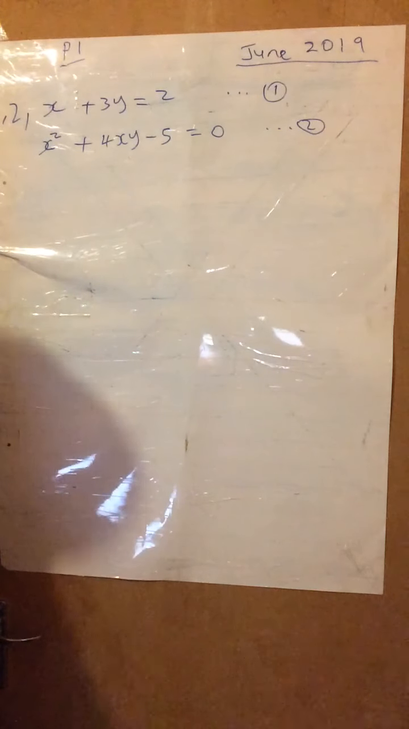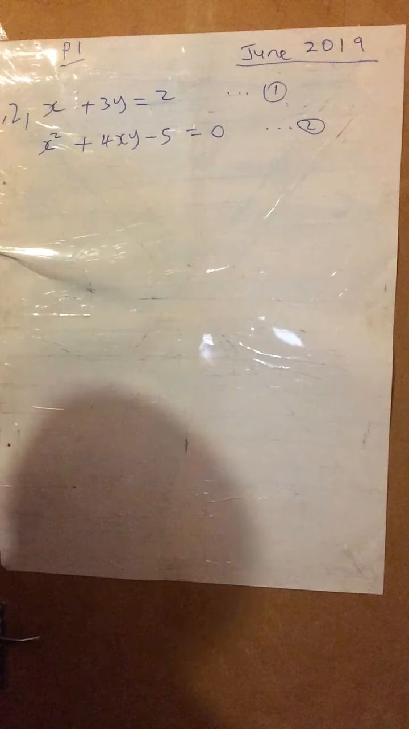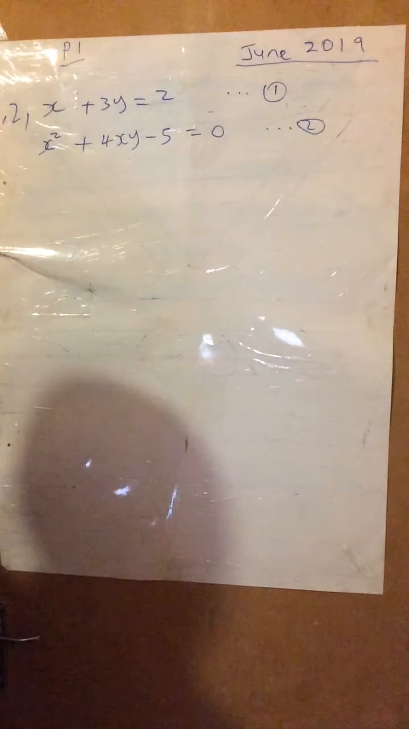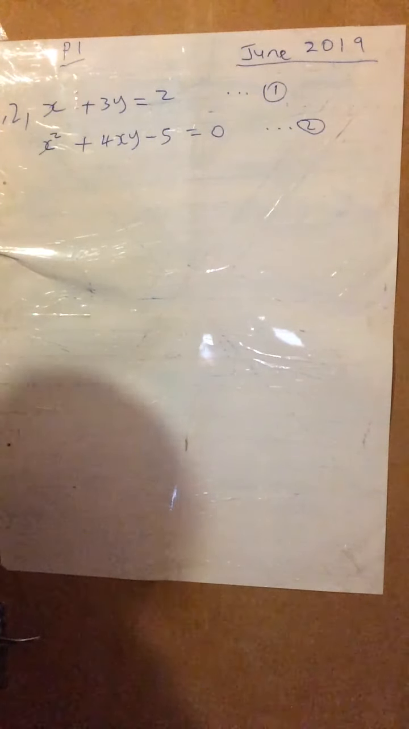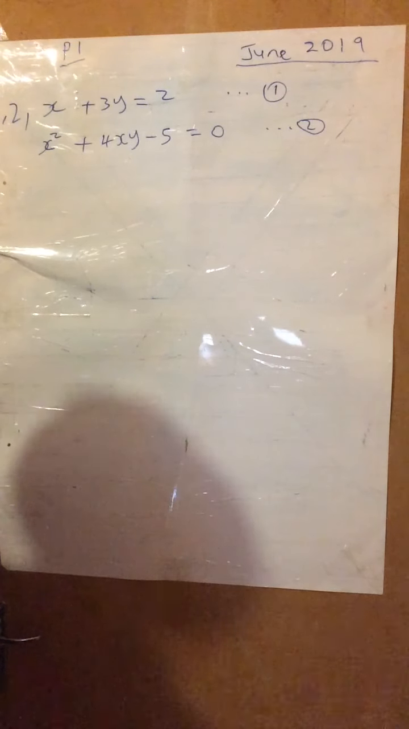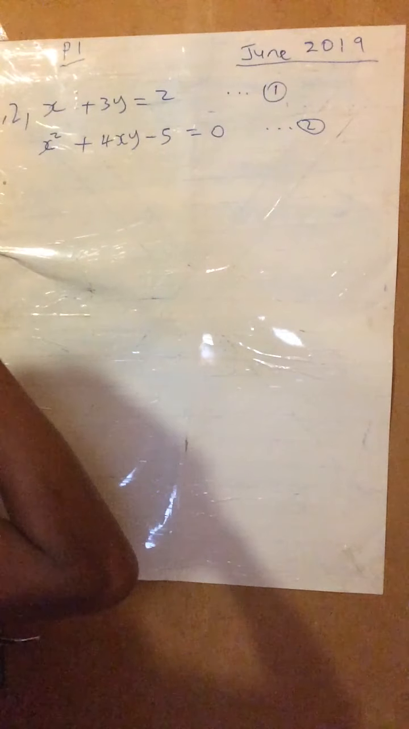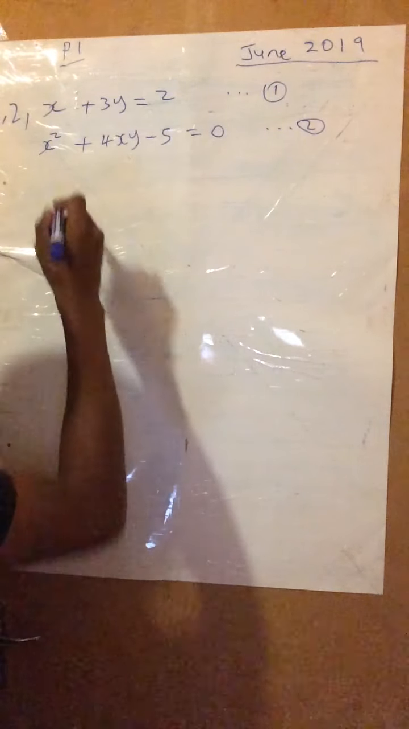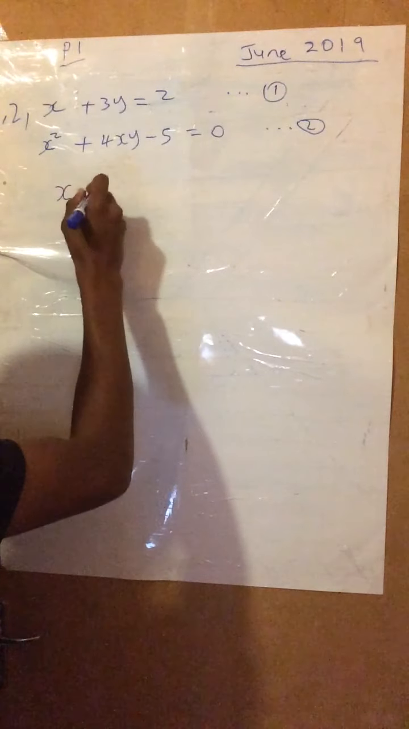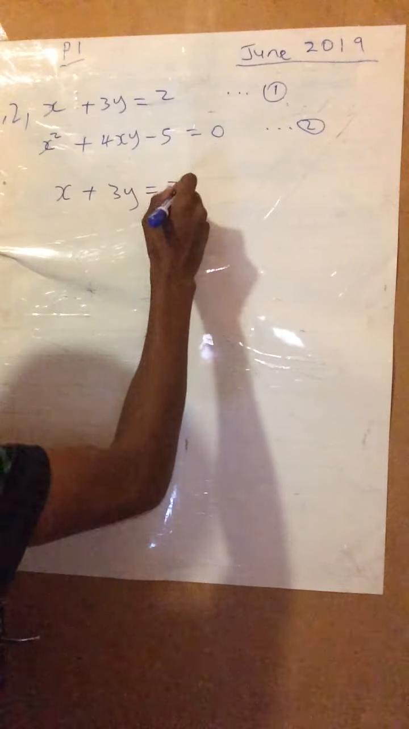Okay, so we have this question here. Solve for x and y in the simultaneous equations. So we look at it, we decide on which equation we will make our equation 3. Equation 1 looks simple, so let's make equation 3. This will simply be what? It's x plus 3y equals 2.